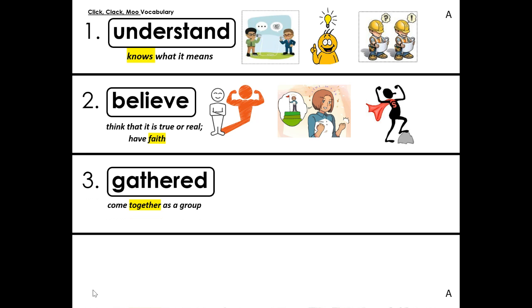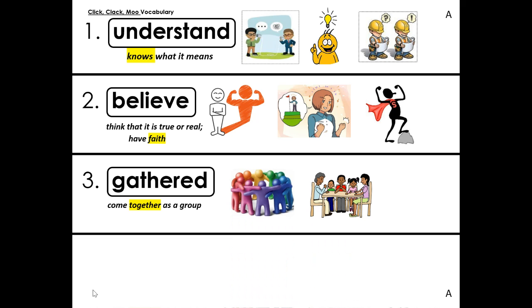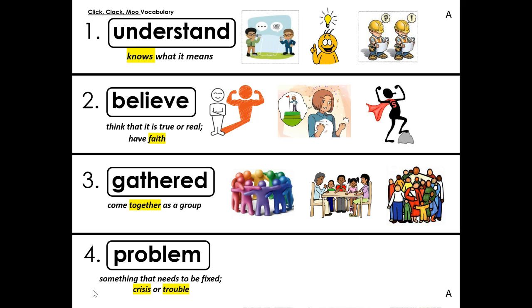Number three, gathered, come together as a group. And if you noticed, I highlighted knows under understand. It's a synonym for understand. Under believe, I highlighted faith. That's a synonym for believe. And under gathered, I highlighted together. That's a synonym for gathered. Number four, problem, something that needs to be fixed. Crisis or trouble. I highlighted crisis and trouble.